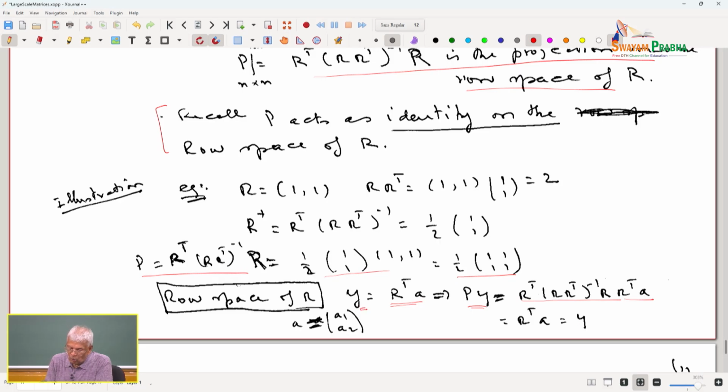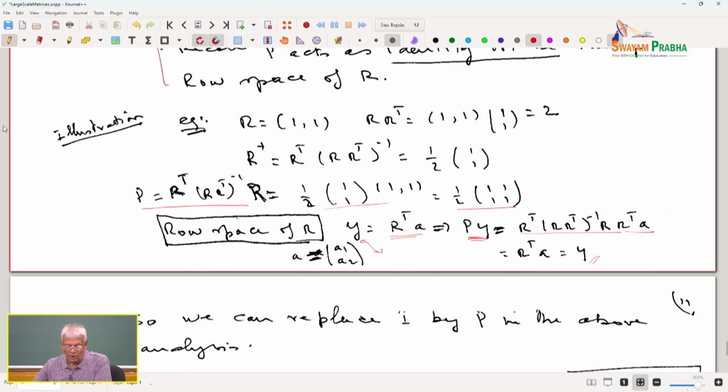So, what does it mean? Y implies PY is equal to Y, and Y is R transpose A means what? It is the linear combination of the columns of the rows of R. It can be thought of as Y being a linear combination of the columns of R transpose. Columns of R transpose are the rows of R. Therefore, Y lies in the row space of R. So, this is a verification that P acts as an identity matrix on the row space of R.